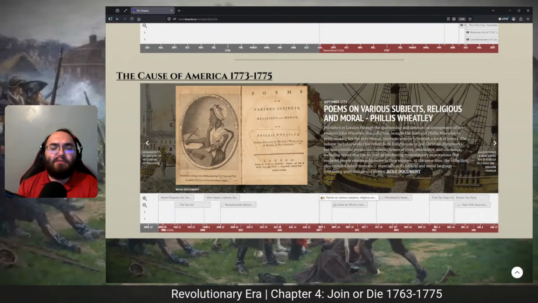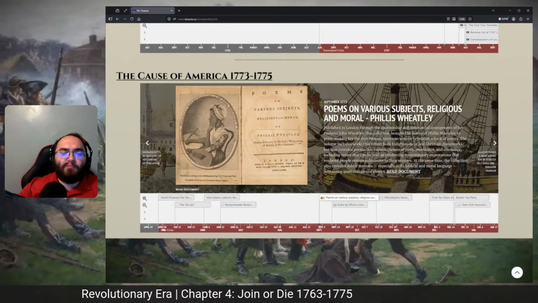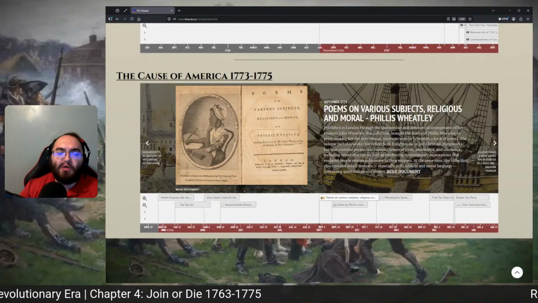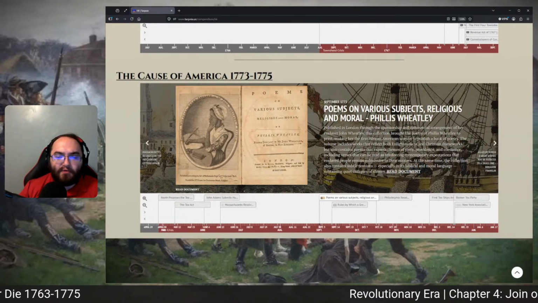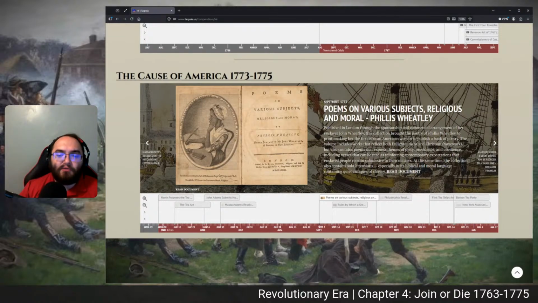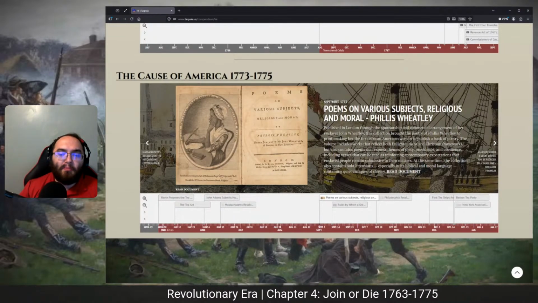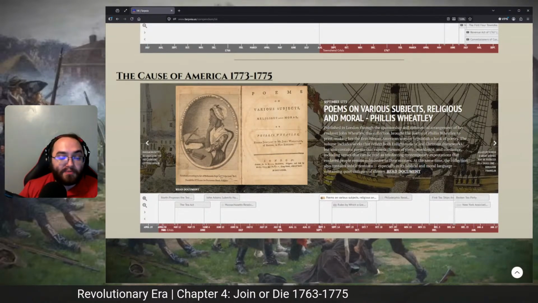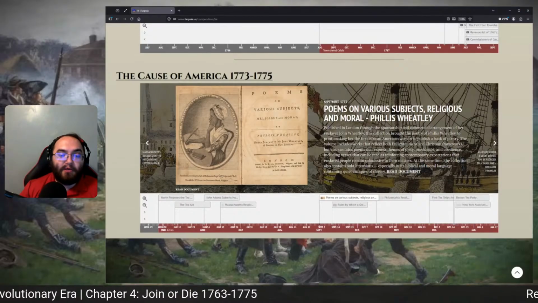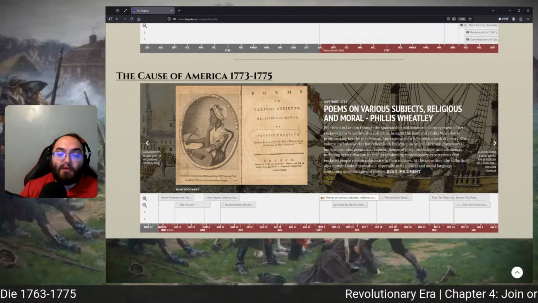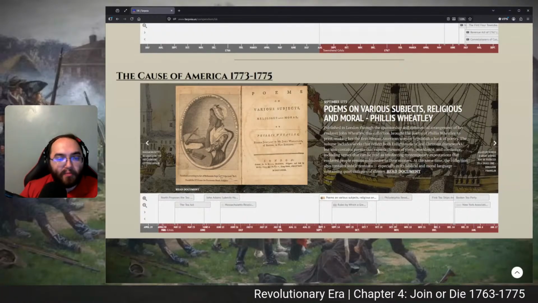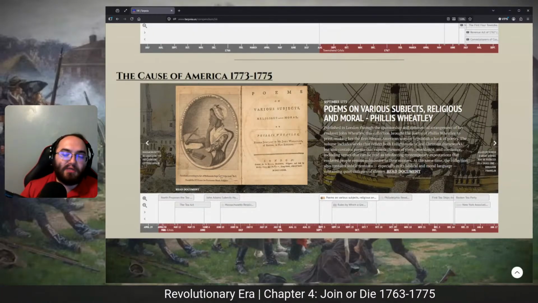And then an interesting document, Poems on Various Subjects, Religious and Moral, by Phillis Wheatley. She is a slave, a woman, and her master decides to publish these poems, and they become very popular in the South. George Washington will comment on how impressed he was of them.